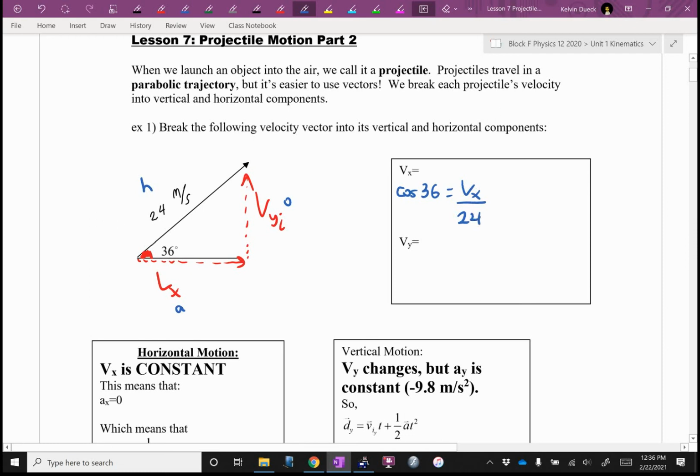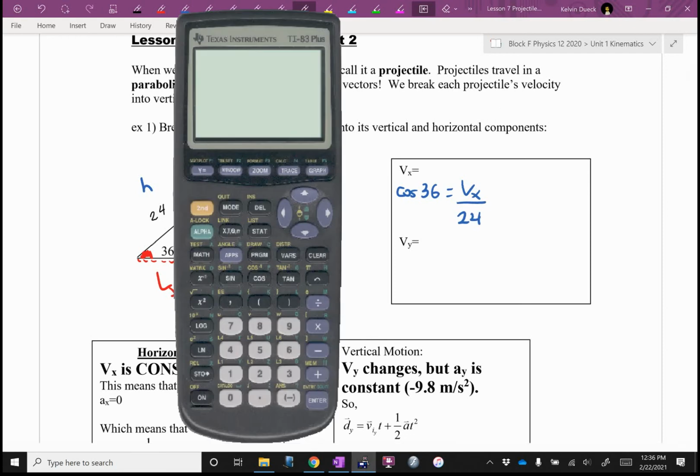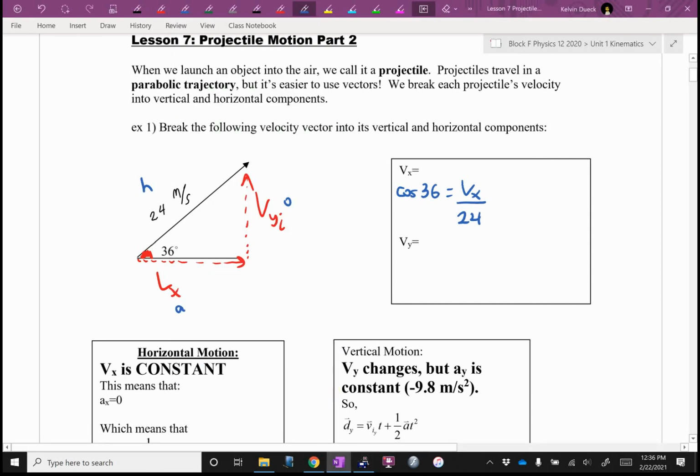How would I get the Vx by itself? How would I move the 24 over? 19.416. I'll write 19.4. Since all they want is for us to write this and then stop, I'll go to 3 sig figs in my answer.